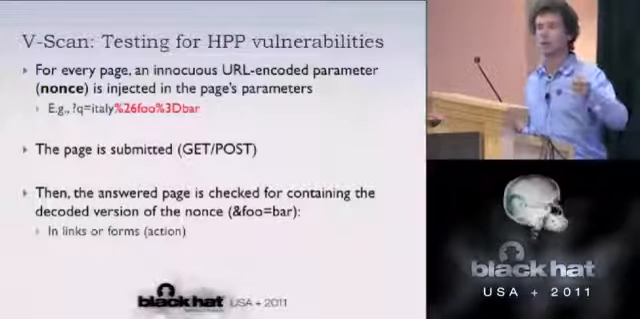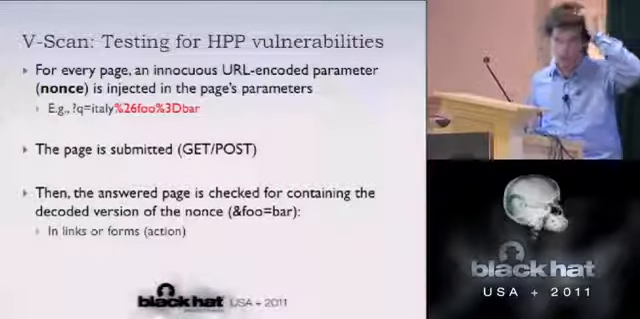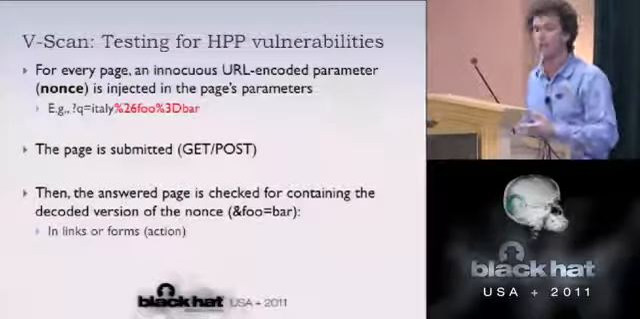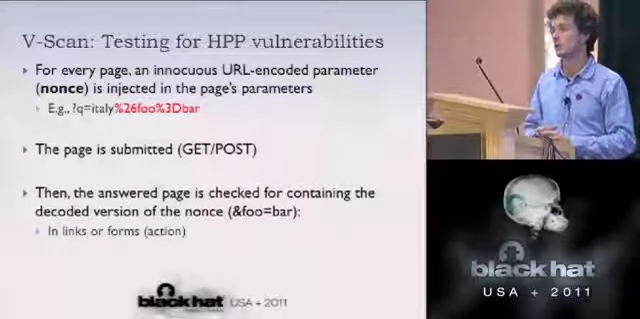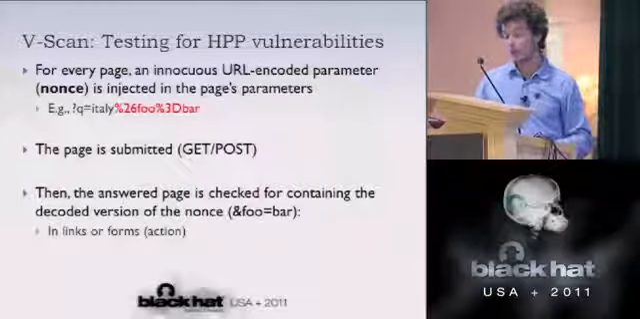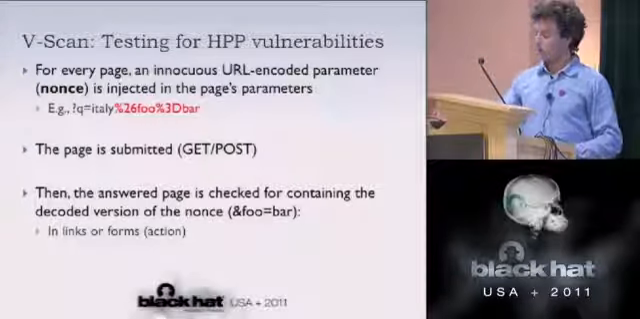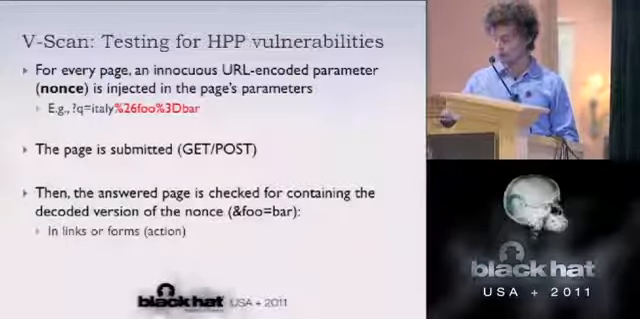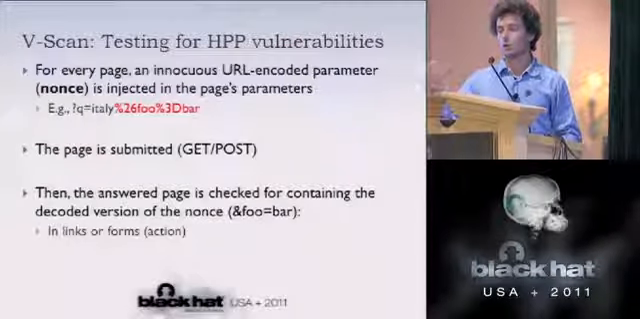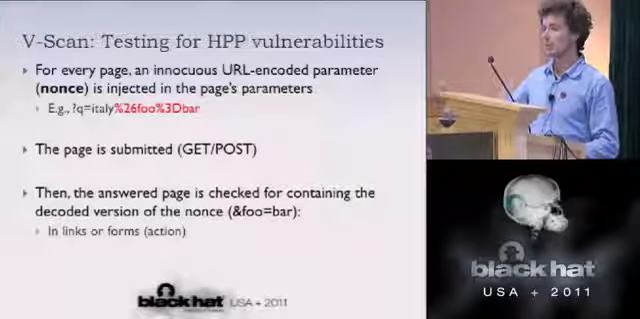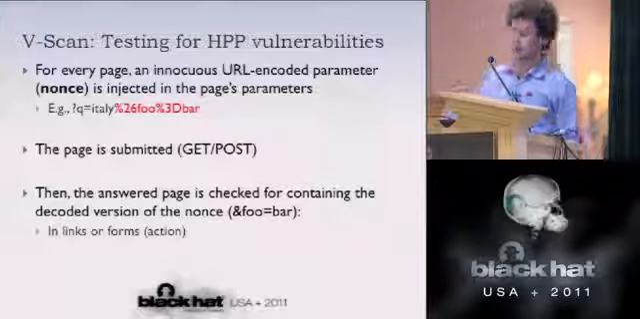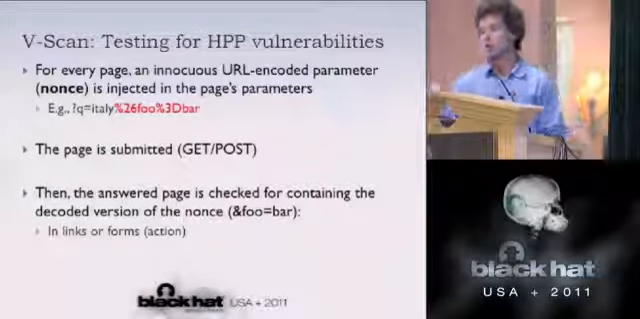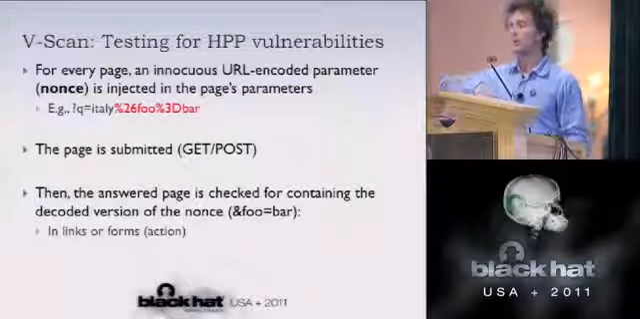So here what we do, we actually have a nonce, that is a parameter foo with its value bar. It is called a nonce because it's a parameter that is harmless. And the solution here is to test for HPP vulnerability. It's pretty easy. You just try for each parameter that the application accepts, either in a GET or in a POST, to inject this nonce.